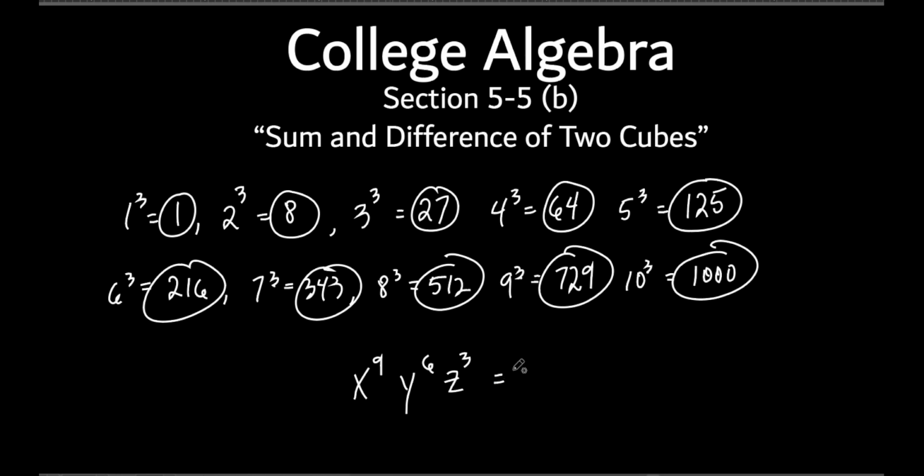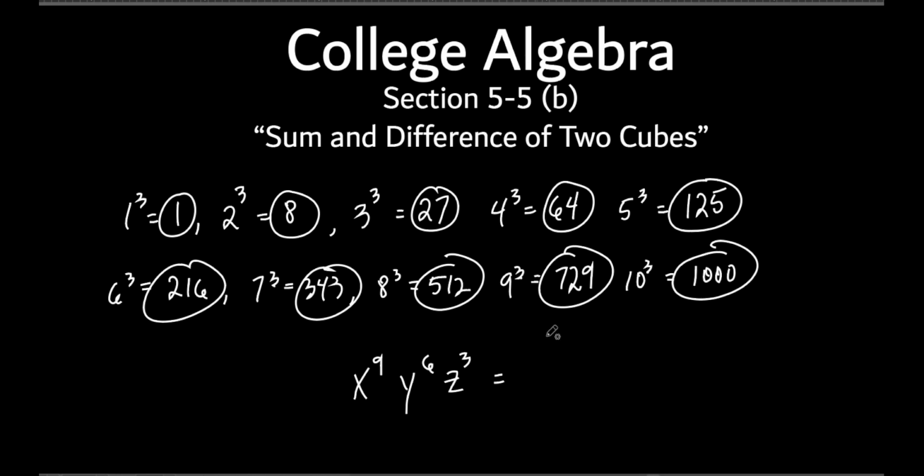Is this whole thing a perfect cube? It is, because I can cube something to get x to the 9th, I can cube something to get y to the 6th, and I can cube something to get z to the 3rd. So how do you know if you can cube something to get to this? What do you do with these exponents? We talked about this yesterday with squares. Anytime you have an even exponent, that means you squared something to get to that. If you can divide these exponents by 3, then they're perfect cubes.